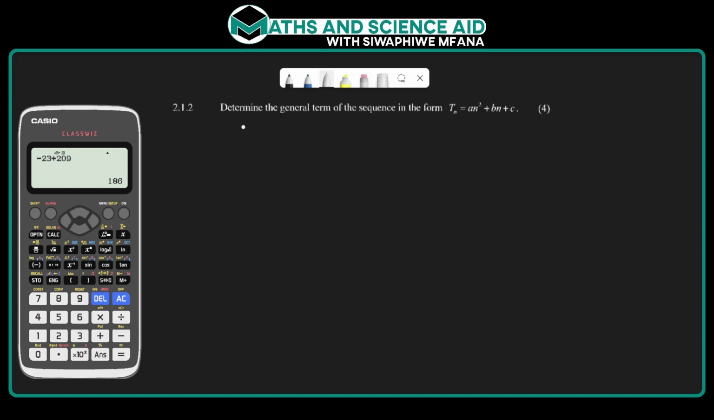2.1.2 says determine the general term of the sequence in the form Tn is equal to an squared plus bn plus c, and that is for 4 marks. So to do this one, we can use our working from the previous question.